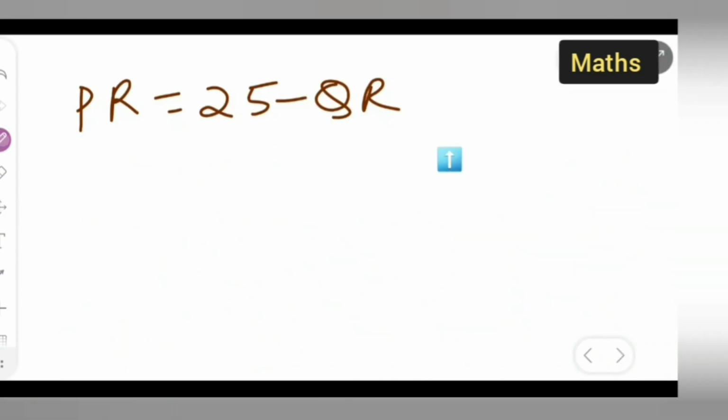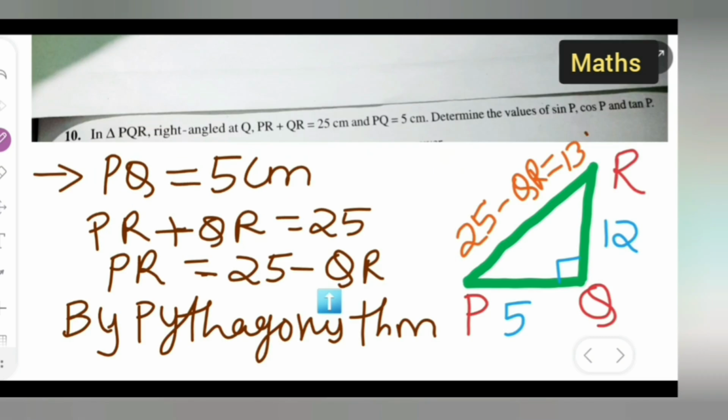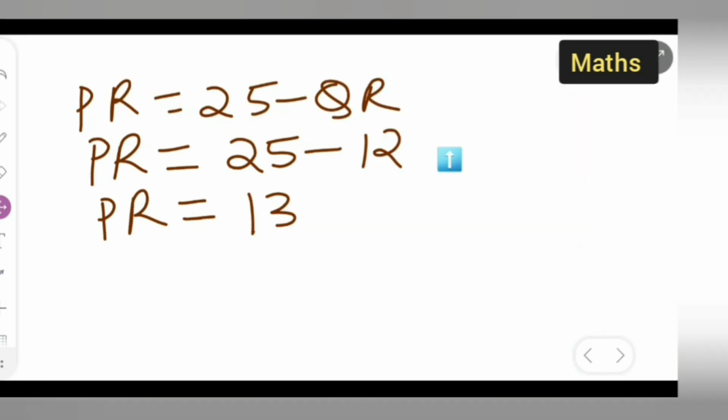Now substitute the value. PR we need to find out. So 25 minus QR, which is 12. So write down 12. PR is equal to 25 minus 12, which gives you 13. That's how I have written 13 here. You can all see how 13 came after solving this.